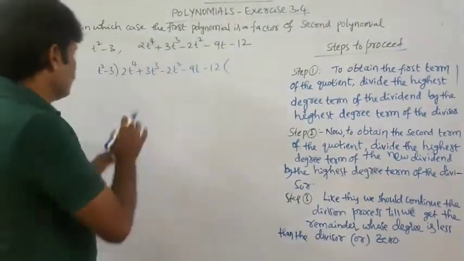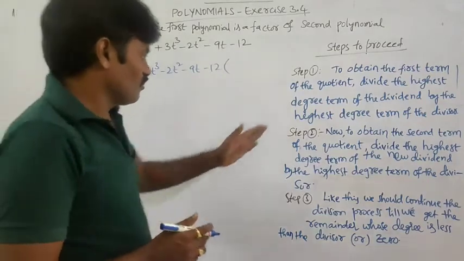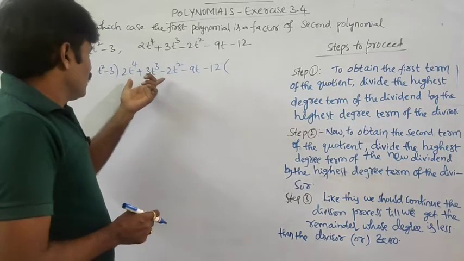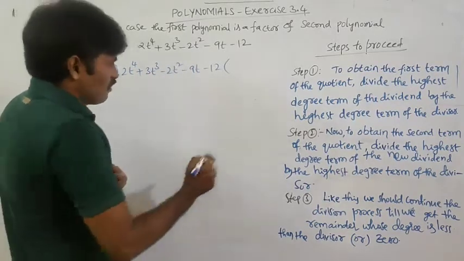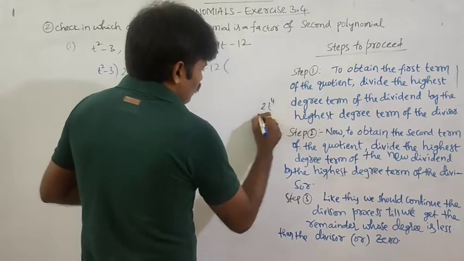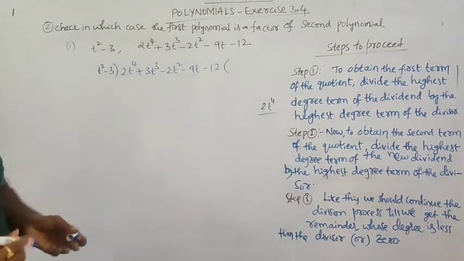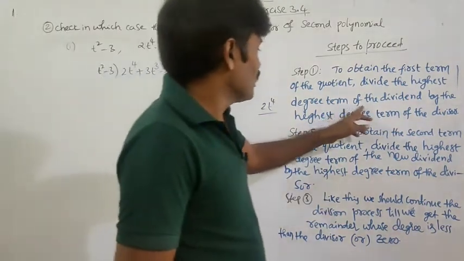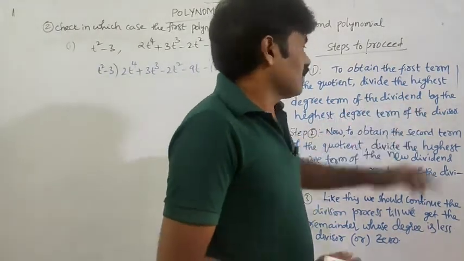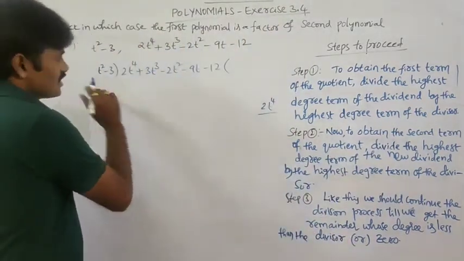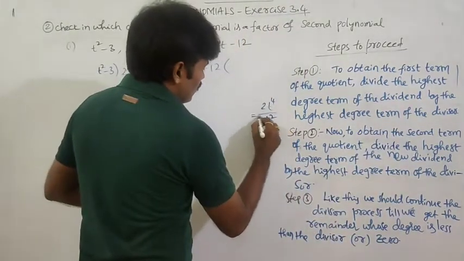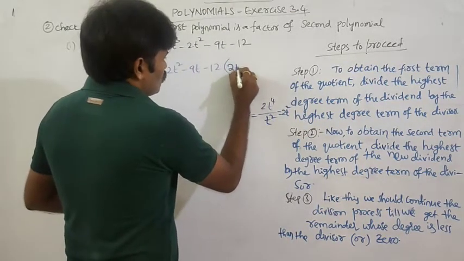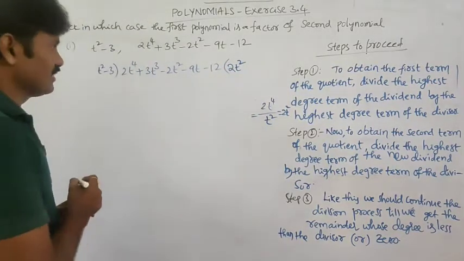Okay, now we have already arranged it. Now we have to go through the procedure. See, what is the first term of the dividend? 2t power 4. What is the first term of the divisor? The term must have the highest degree of the divisor. Highest degree term is t square. So 2t4 by t square gives us 2t square. So here 2t square is the first term of the quotient.